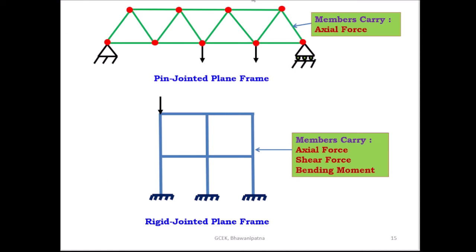This is the example of a pin jointed plane frame. So this is the hinge support, and this is the roller support, and these are the members and this is the joint. Here the members carry only axial force. And this is the example of a rigid jointed plane frame.